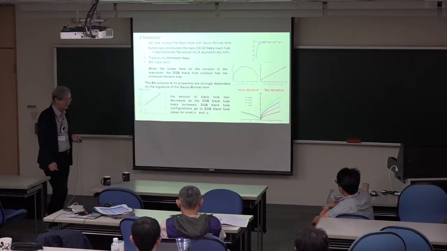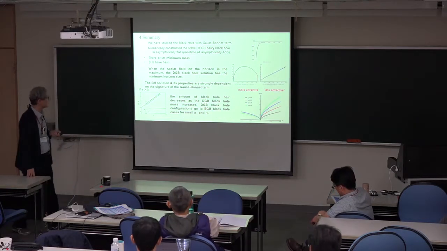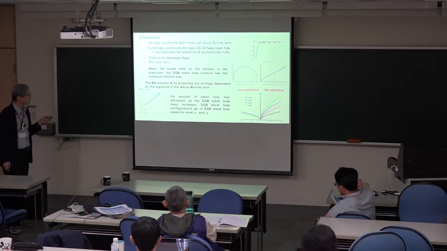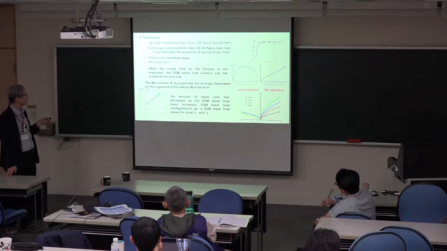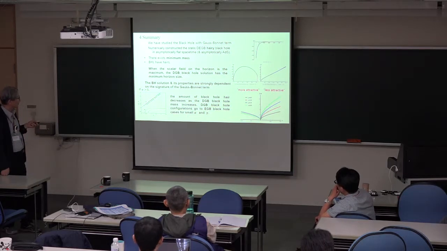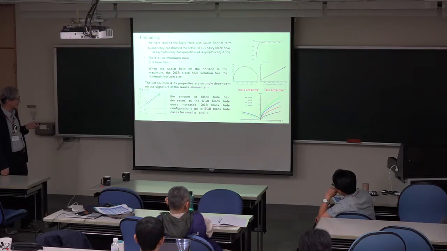So okay, that's the property of the Gauss-Bonnet term in the inflation. Let me summarize. We tried to understand the Gauss-Bonnet term's role. First, we studied the black hole case here. As you see here, the most important thing is that they have some minimum mass below which there is no black hole solution. And then we also explained the meaning of the alpha sign, the positive and the negative case.